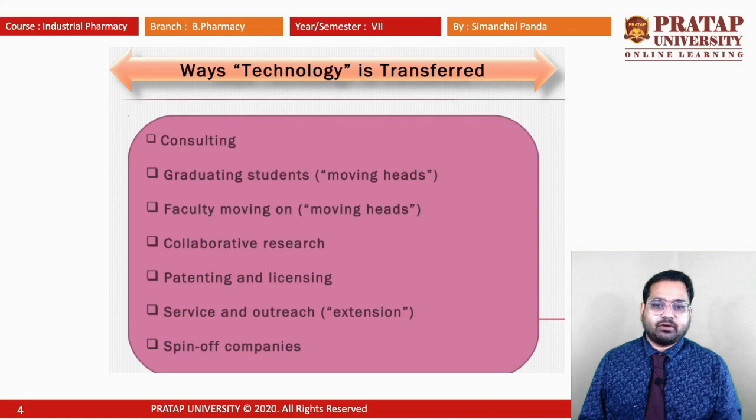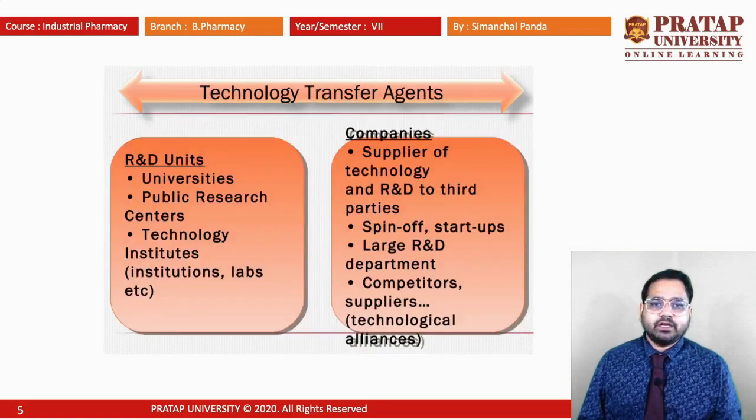So by this we can go for market holding, and different types of licensing procedures are present also. By making a license, a particular manufacturer can manufacture a particular item, and other companies cannot copy it, so the copyright protection can make the technology secured. Service and outreach, spin-off companies are the different ways by which technology is transferred. There are different technology transferring agents present, like that explained here.